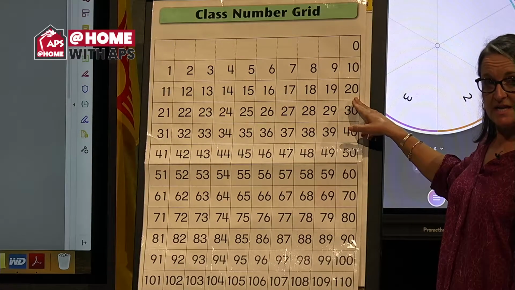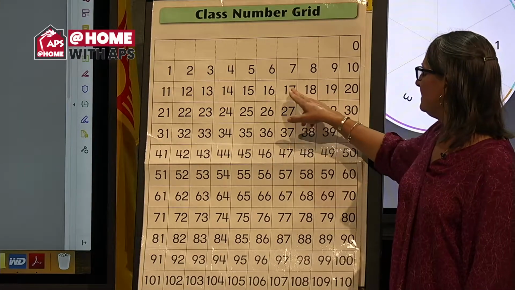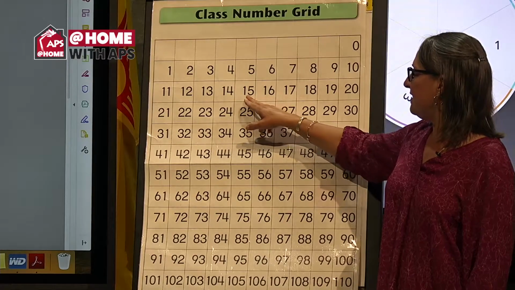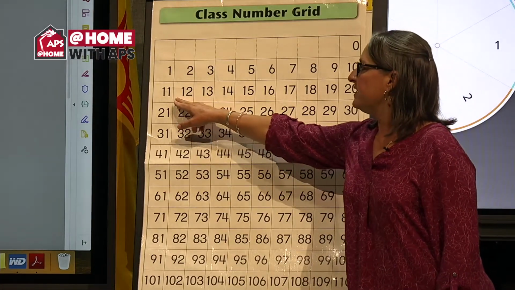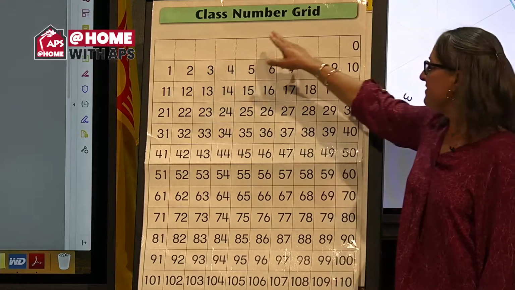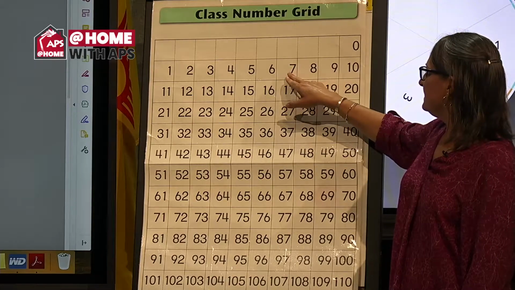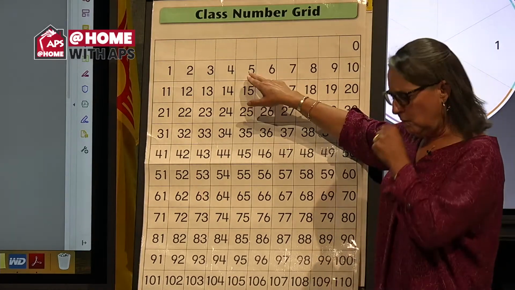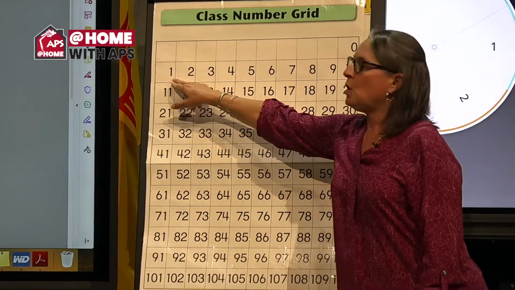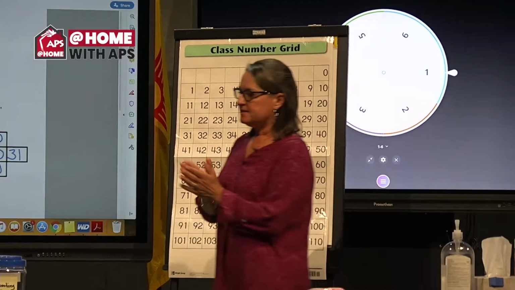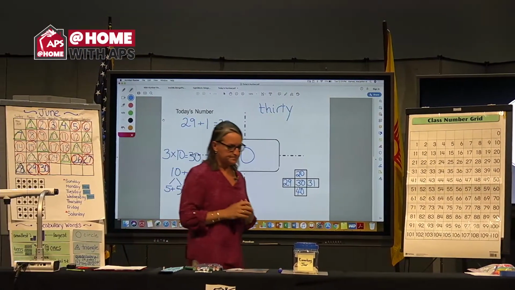20. What comes right before 20? Switching families, even going backwards. 19, 18, 17, 16, 15, 14, 13, 12, 11. What's right before 11? It's 10, 9, 8, 7, 6, 5, 4, 3, 2, 1. Nice job. It's always good to practice counting backward because that can help us when we're thinking about subtraction.